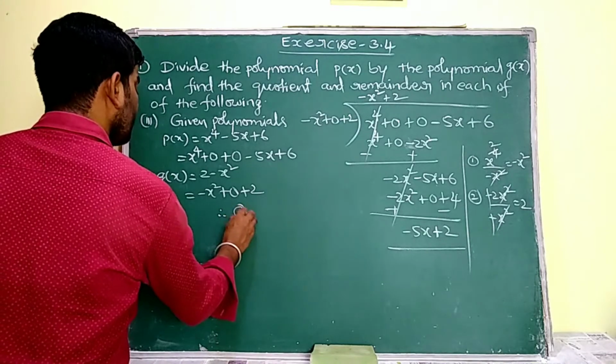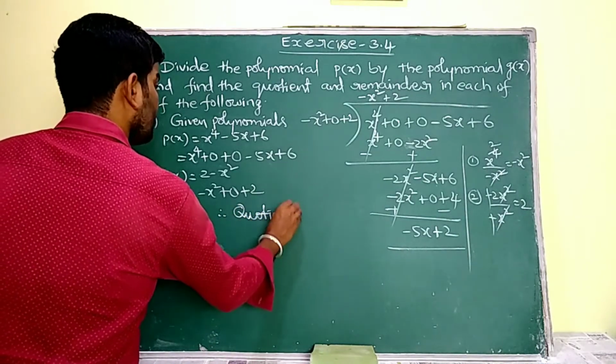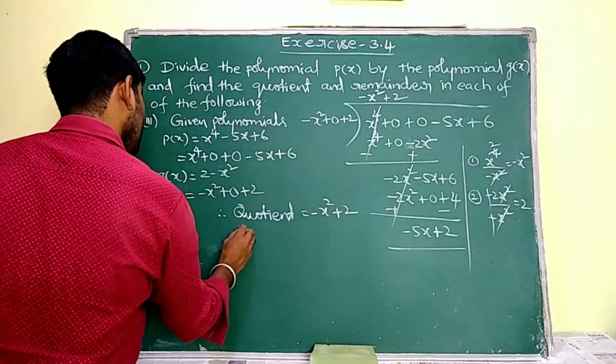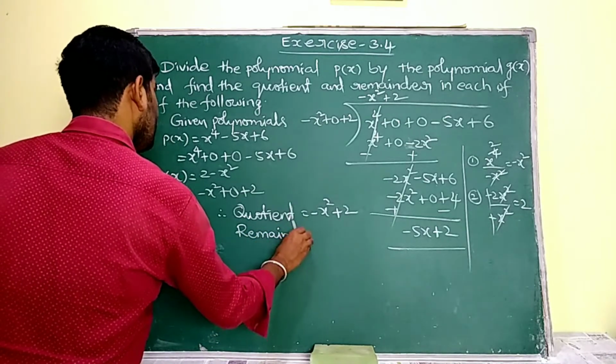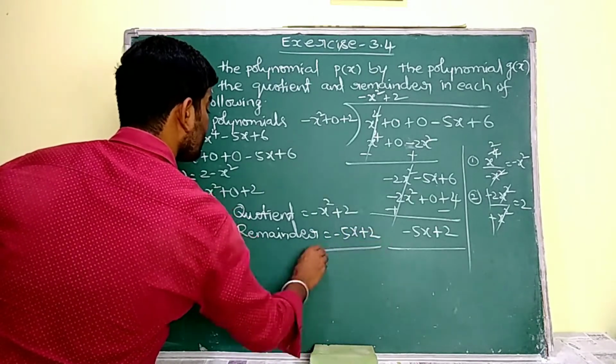Therefore, quotient is equal to minus x square plus 2. Remainder is equal to minus 5x plus 2.